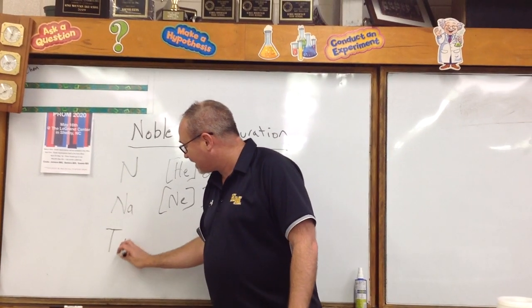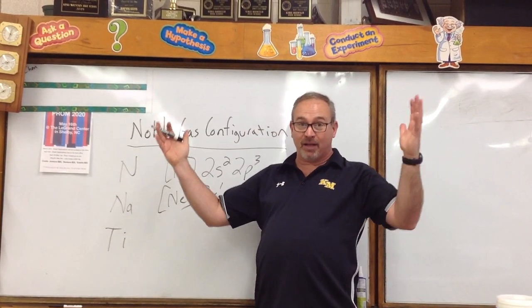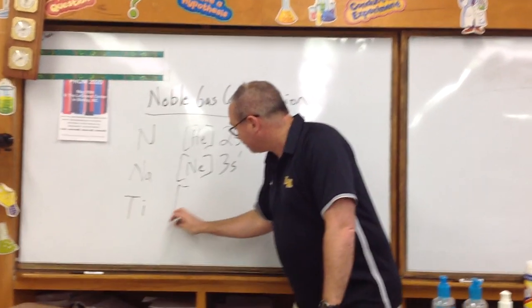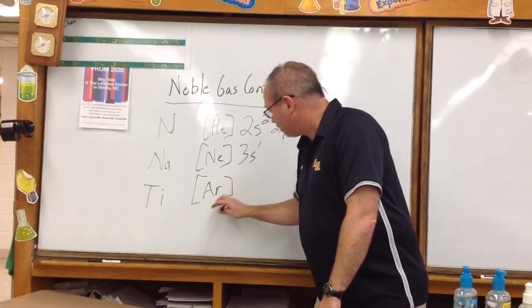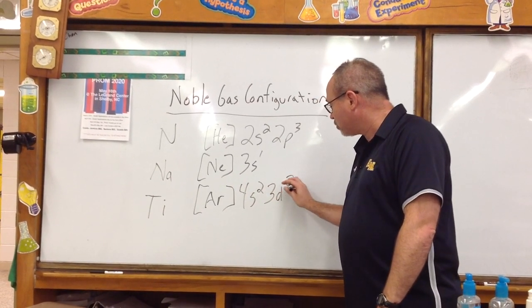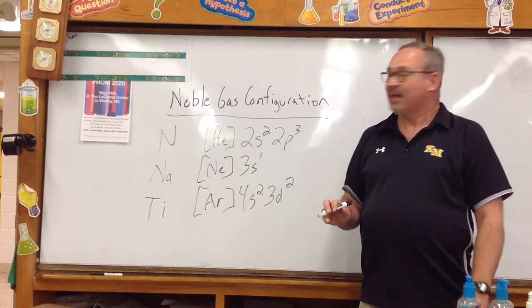Lastly, titanium. Remember how big that was? Watch how easy this is going to be. This time you're just going to go to argon, 4s2, 3d2. That's our noble gas configuration.